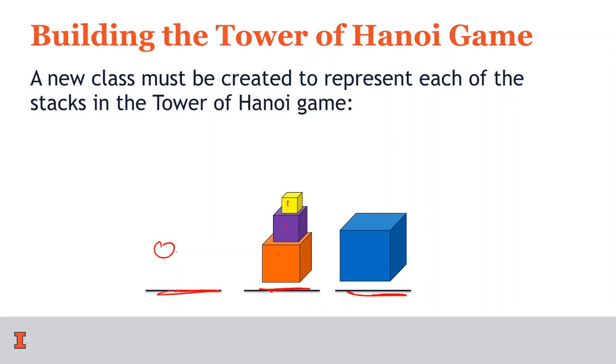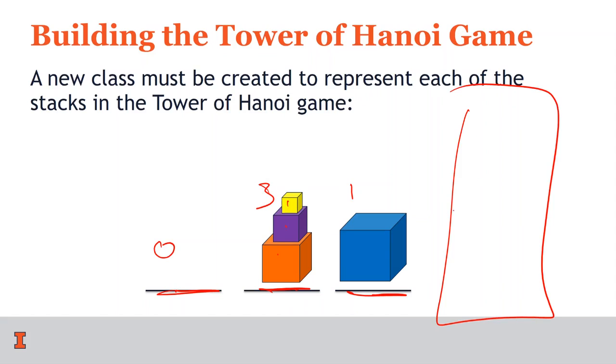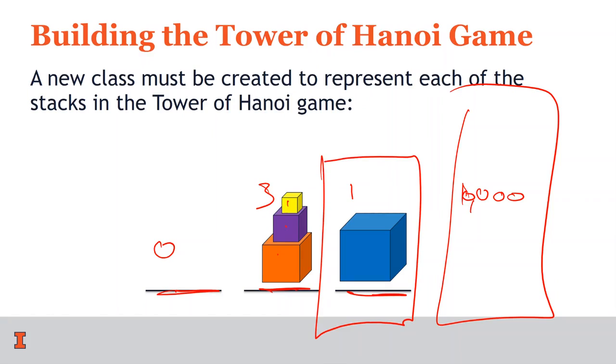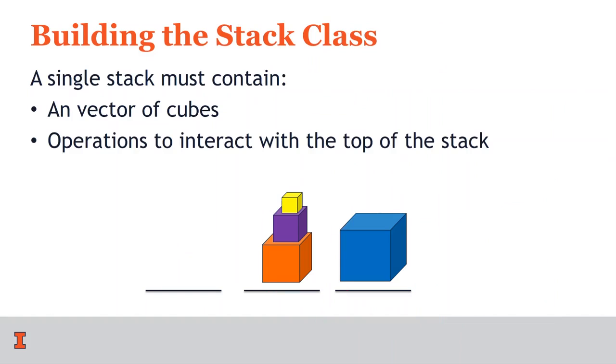There may be 3 cubes. There may be 1 cube. And who knows, we might expand this game and there may be 10,000 cubes here in this last stack. We don't know. So because we don't know, an array or a vector in C++ is a great way to represent this. So every single stack needs to contain a vector of cubes so that we can push the cubes onto the stack. The other piece we need, in addition to the vector of cubes, is operations to interact with the top of the stack.